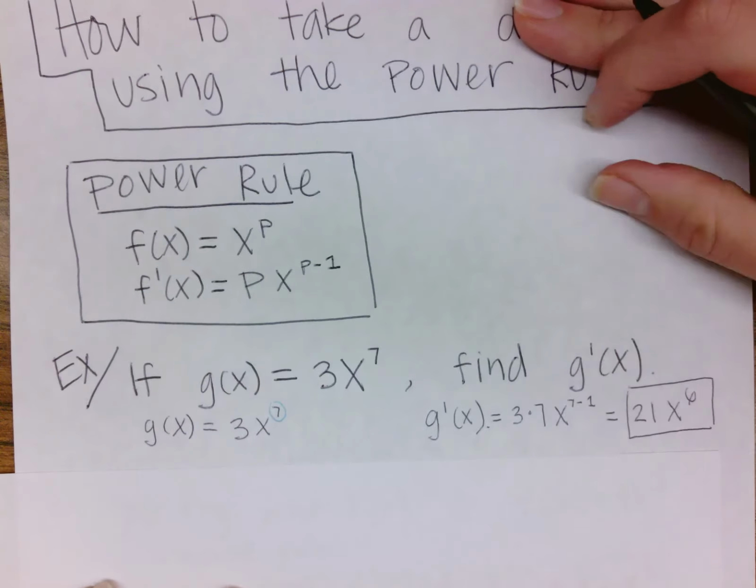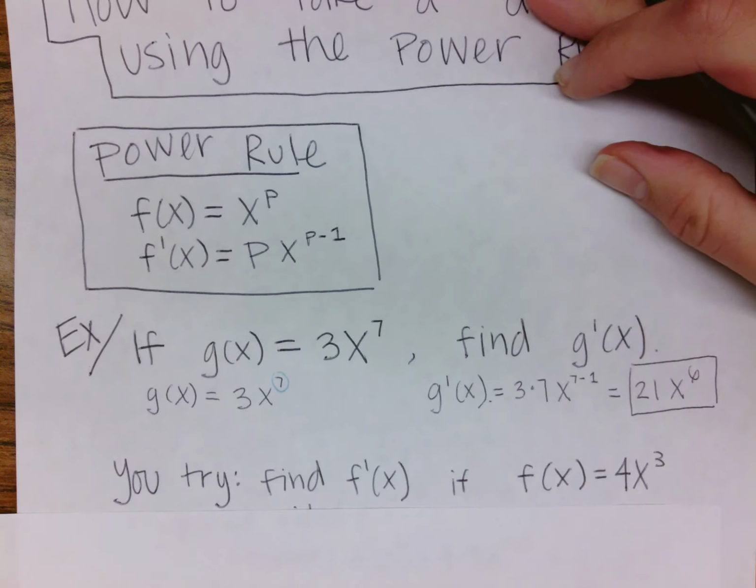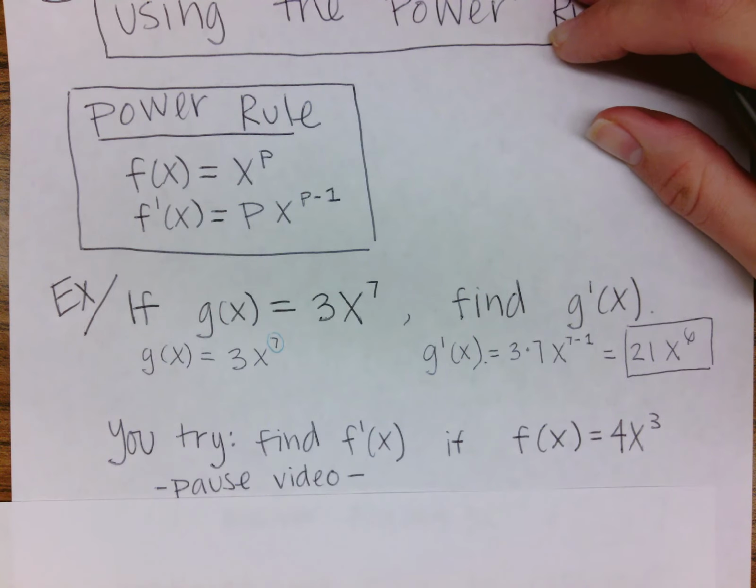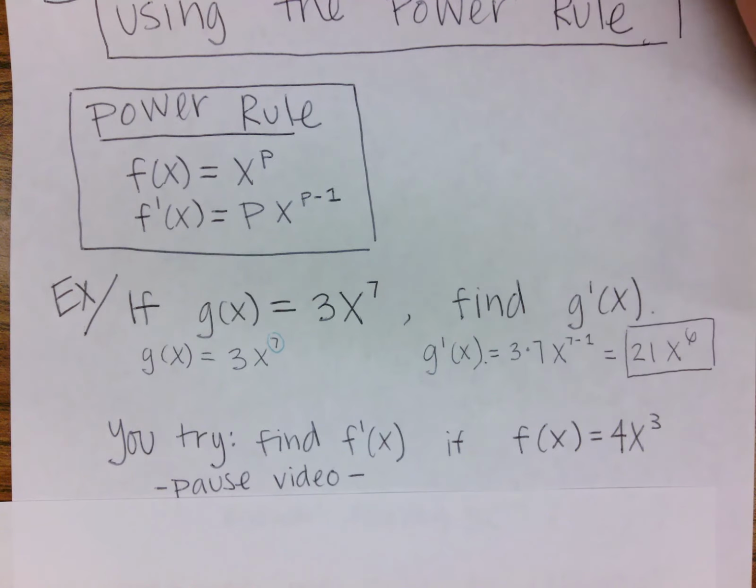Now you try applying the power rule. Find f prime of x if f of x equals 4x to the 3rd. Pause the video at this point and work out the problem on your own.